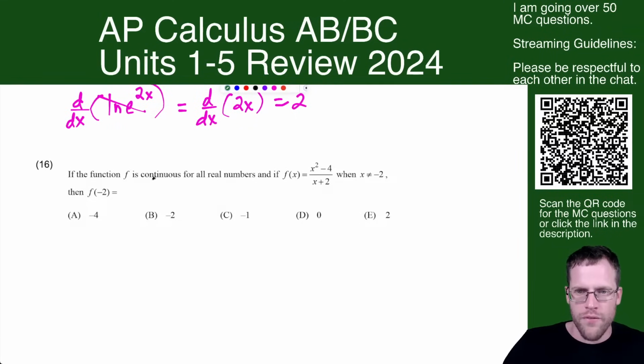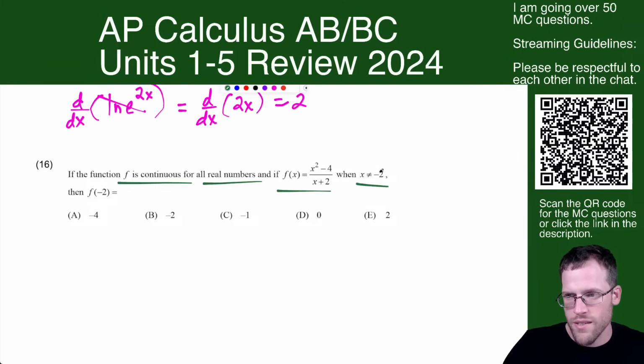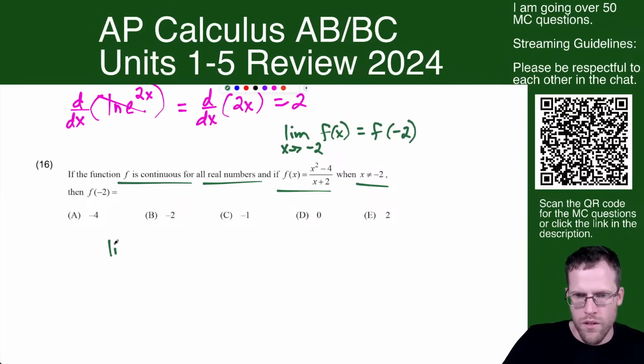So here, if the function f is continuous for all real numbers, and if f of x equals this when x is not -2, then f of -2 equals. So really here, they're asking us to consider this. If it's continuous for all real numbers, then that means it's continuous at -2. So the limit as x approaches -2 of f of x has to equal f of negative 2. So here we've got the limit as x approaches, I'm sorry, negative 2. Fix that. Of f of x, and I'm going to factor this.